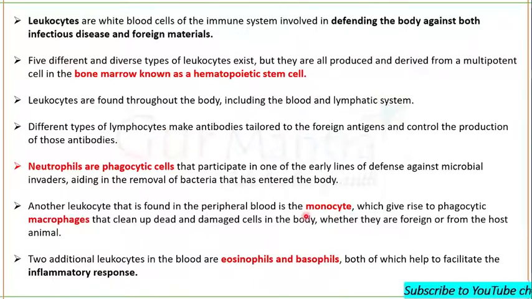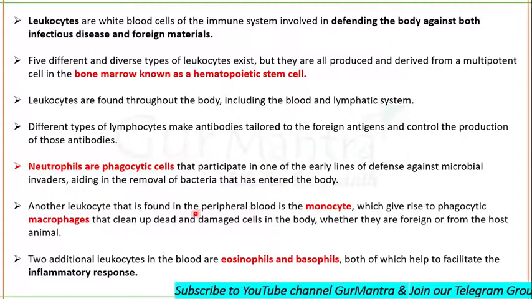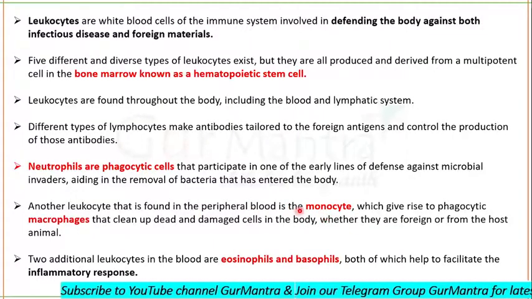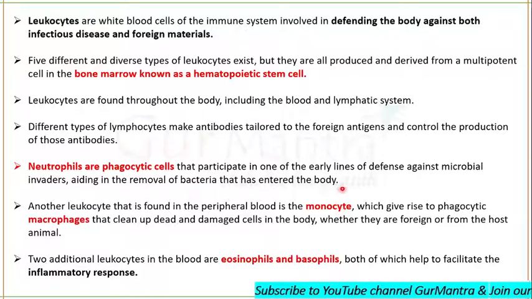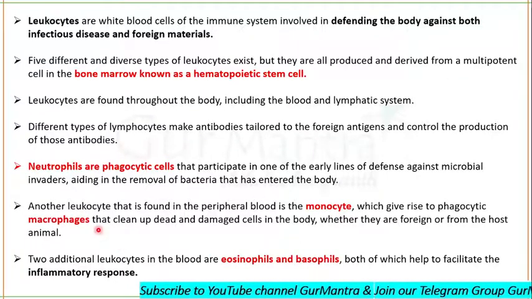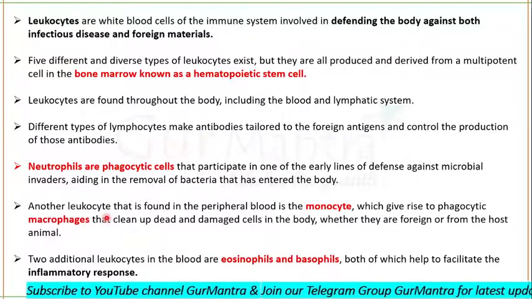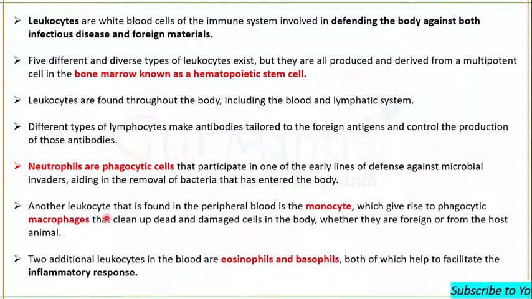And monocytes, which are another type of agranulocytes, are the cells which are found in the peripheral blood, and these are phagocytic in nature. These monocytes give rise to macrophages, and these macrophages clean up dead and damaged cells in the body, whether they are foreign or from the host animals.